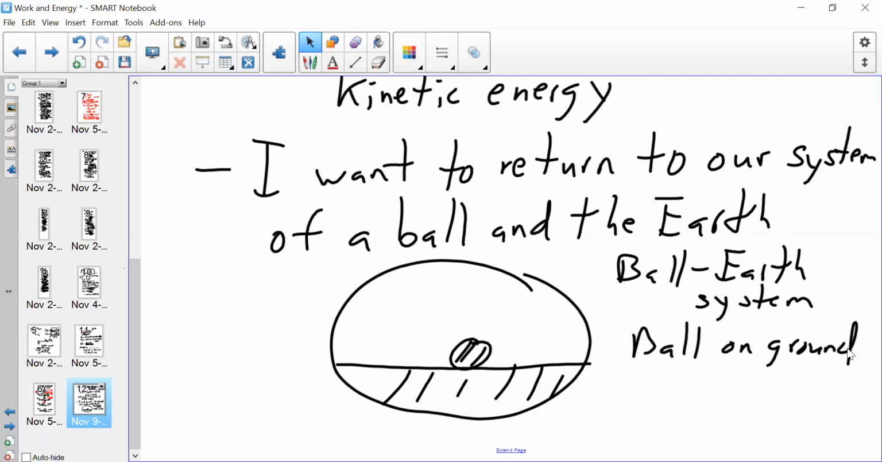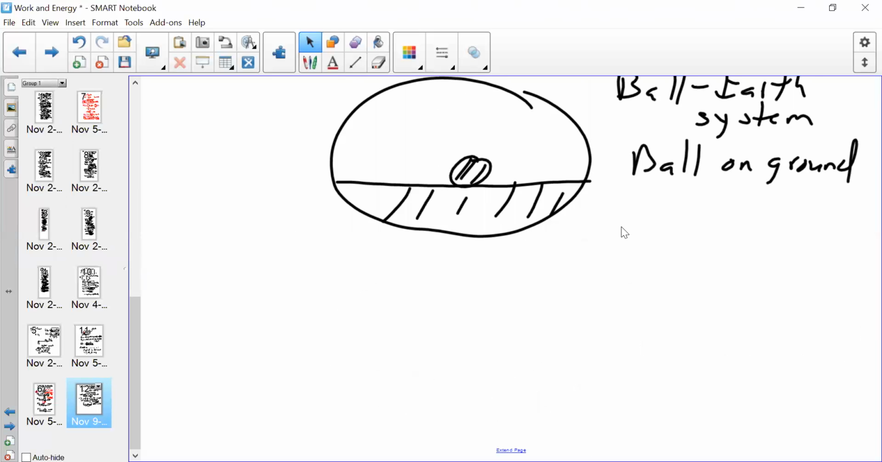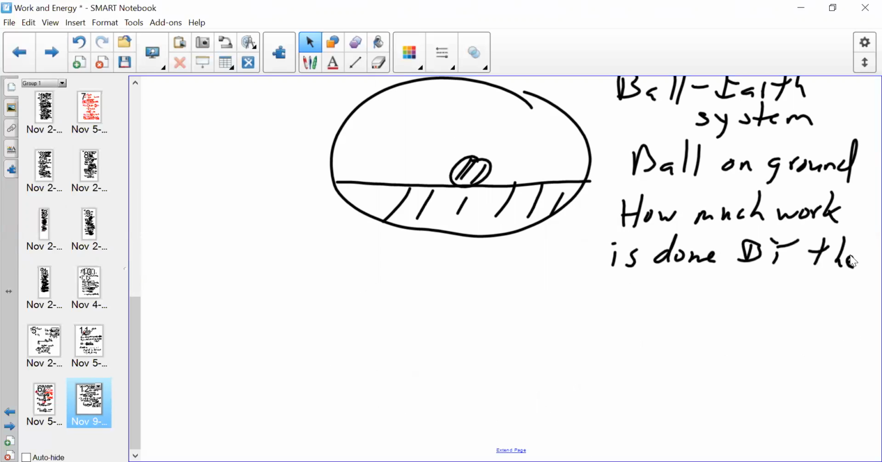The ball is on the ground, and I'm going to ask you how much work is done by the Earth on the ball. You can shout that out. We're all friends here. Anybody? How much work is done by Earth on the ball in this system? Is it zero or non-zero?